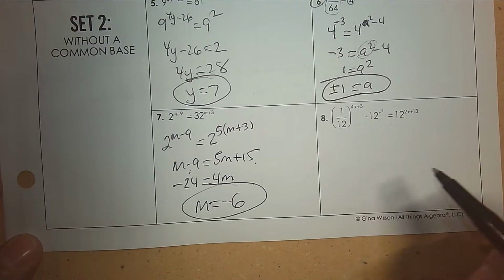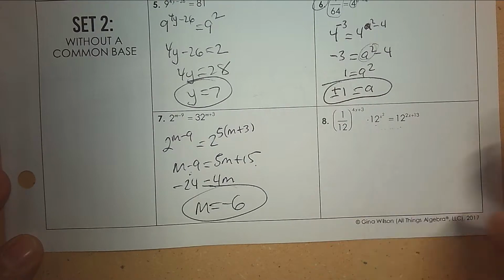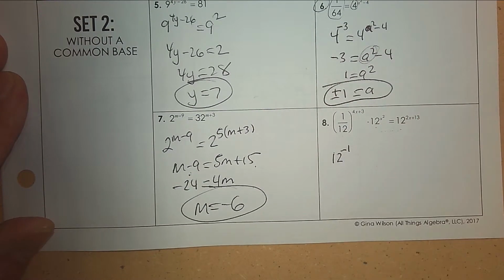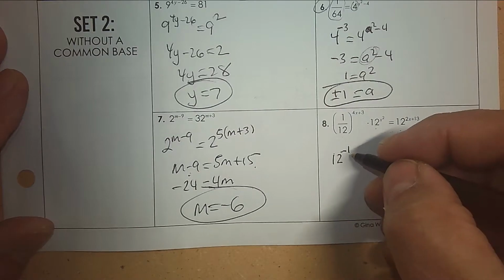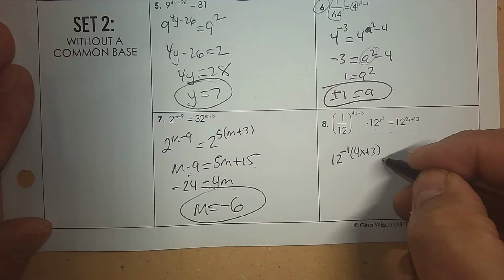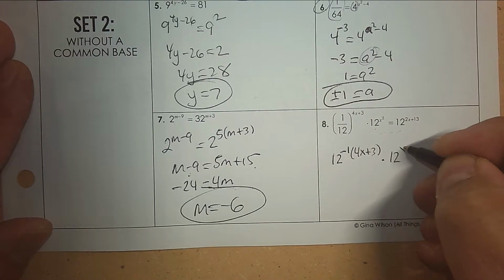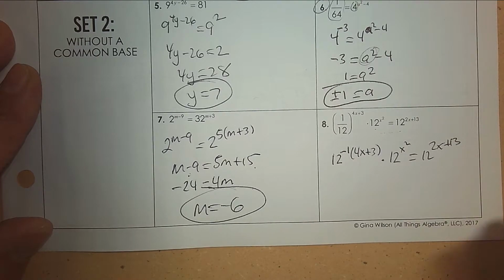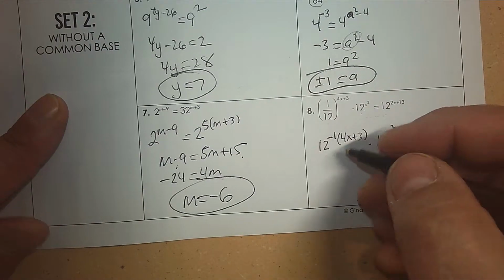8. What's going to be the common base in 8? And 1 over 12 is simply what? 12 to the negative 1. And the new exponent and the old exponent, they multiply. Now the bases are the same. We can just write down the exponents.